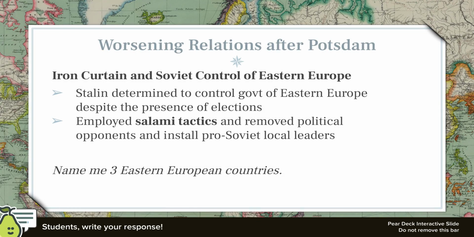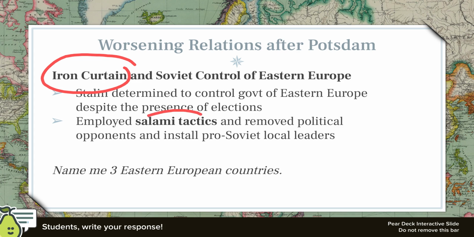What else happened? Worsening relations after Potsdam. This was mentioned earlier; we are putting more names to it. Eventually, it became called the Iron Curtain: the Soviet Union's control over all of Eastern Europe. We saw an example of what he did in Poland, whereby he eliminated leaders he did not like. He would arrest politicians, arrest journalists, and close down newspapers if they spoke against the communist government, against Stalin, or against the Soviet Union.